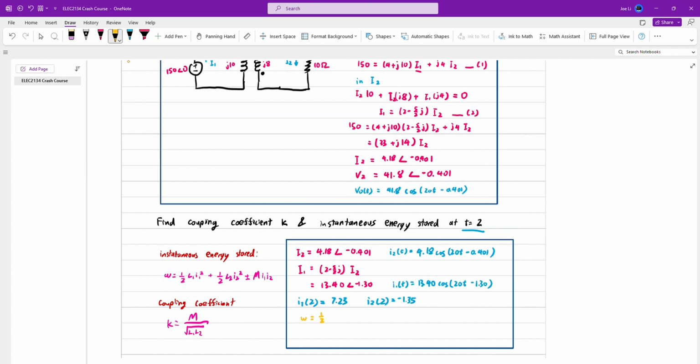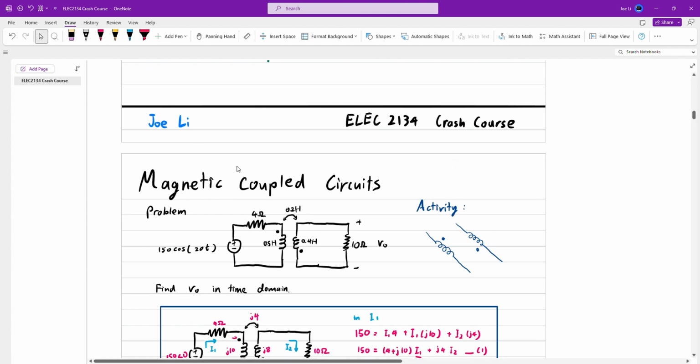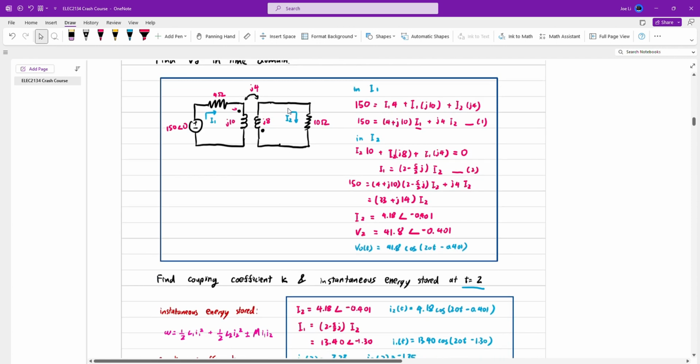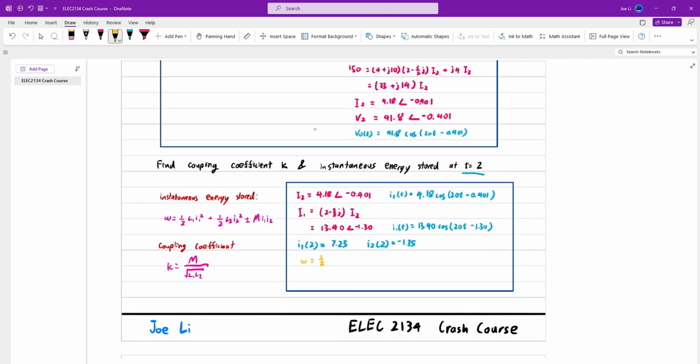What is L1? L1 is 0.5, and L2 is 0.4, and M is 0.2. So we can simply substitute our values, chuck them all into this one gigantic equation. L1 is going to be 0.5 times I1, 7.23 squared, plus 1/2 times 0.4 multiplied by 1.35 squared. It's negative, but negative squared is just positive.